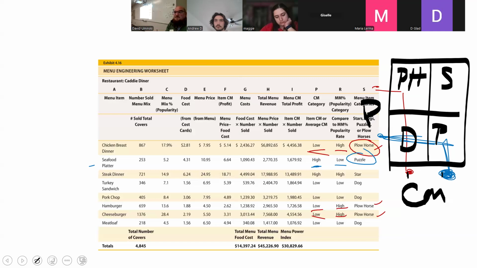So I want to go back and talk about this dog for a moment. We have low contribution margin and low popularity. That's our dog, so that's going to be our turkey sandwich, our pork chop, and our meatloaf. Now, just because we have a dog on the menu, does that mean we kick it to the curb and get rid of it? Not unless you're a cat person. No, we don't get rid of it. There could be a reason why it's a dog. What is our star on our menu in this case?